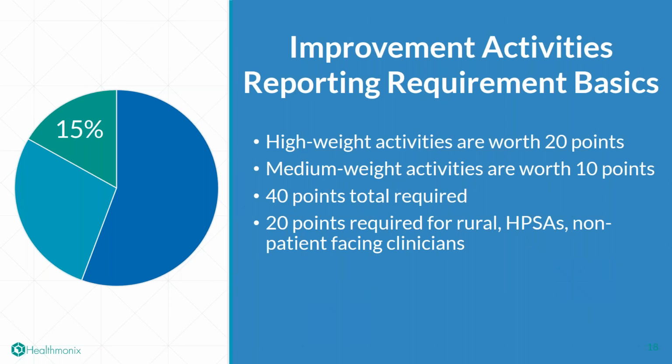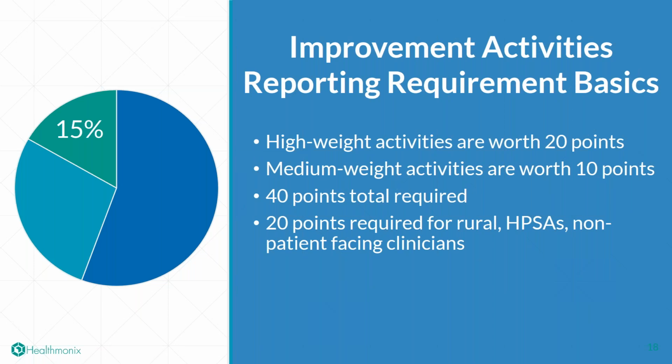And you're targeting a total of 40 points within the performance category, but there are a number of clinicians that are only going to be required to earn 20 points. So those clinicians who are in small practices, as we defined it earlier, 15 or fewer clinicians, you are actually only required to earn 20 points in improvement activities. So that could be met by reporting on one high weight activity or reporting on two medium weight activities.